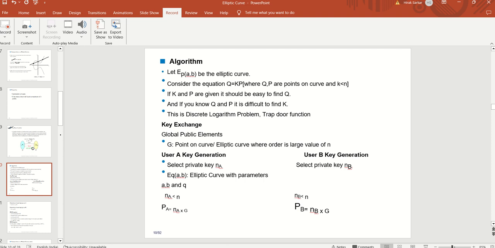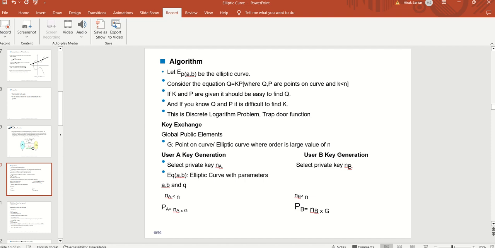Next is the key exchange. As we have seen in all the algorithms, you have key exchange, key generation, encryption, and decryption. So what is key exchange? You have global public elements. There is a particular element G, which is a point on the elliptic curve whose order is a large value n.